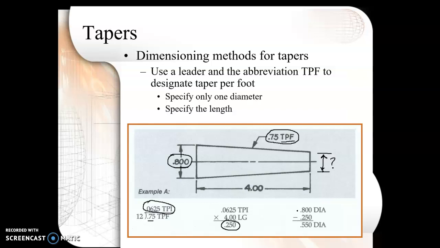So if we then take the starting diameter of 0.8, subtract the taper amount, we get the diameter at the opposite end, 0.550.